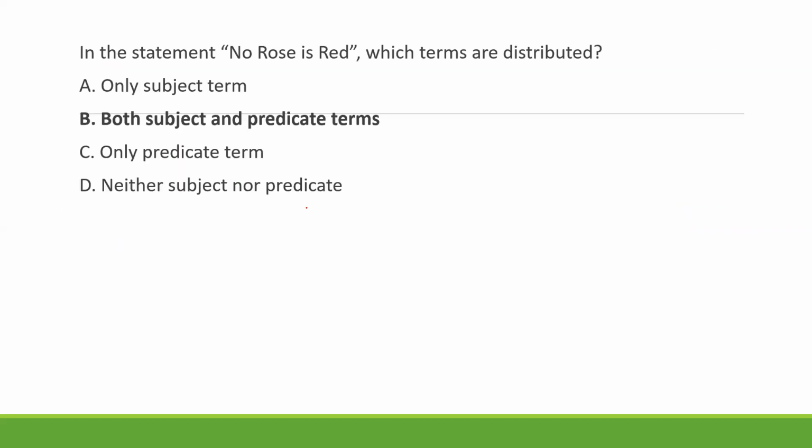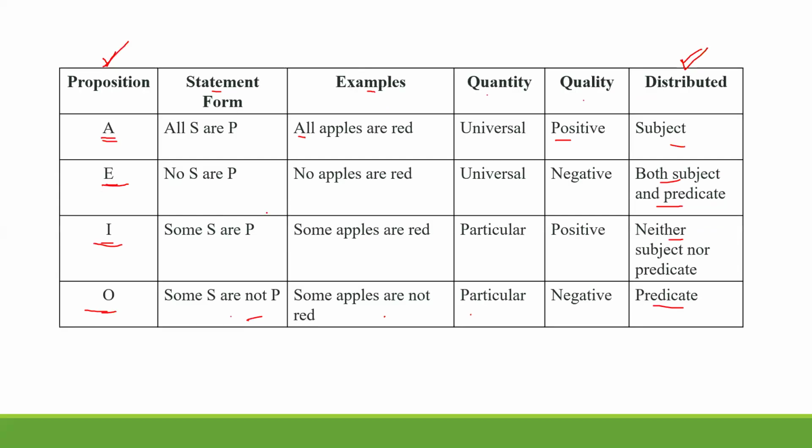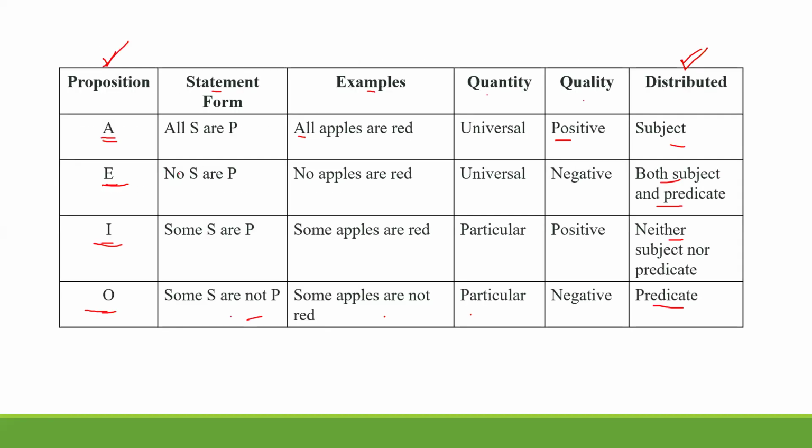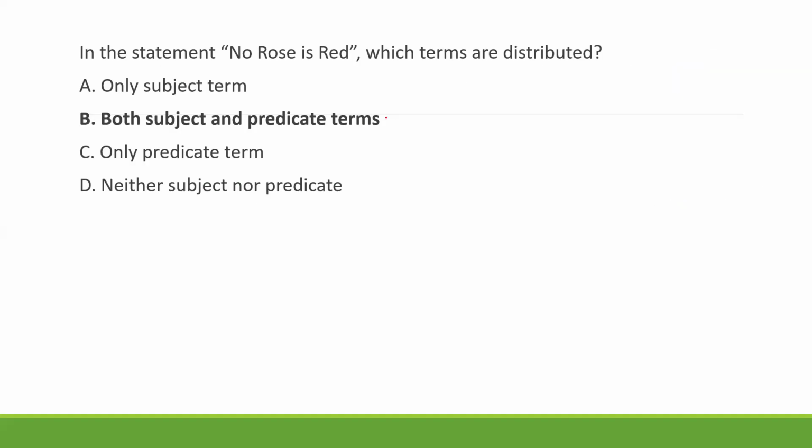Okay, now the first one, depending on this table, I have made a question. In the statement, no rose is red, which terms are distributed? So no rose is red. What is no rose is red? This is E. So E means what? Both subject and predicate are distributed. So here both subject and predicate terms are distributed.